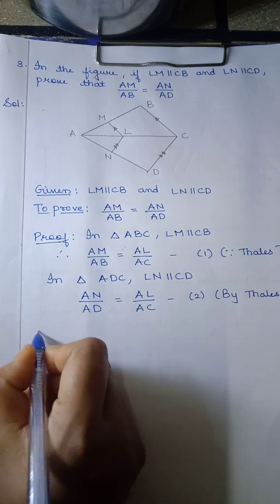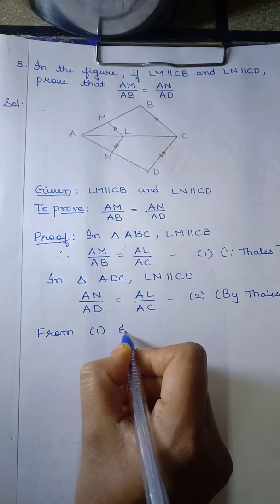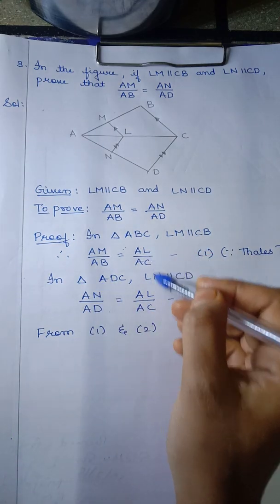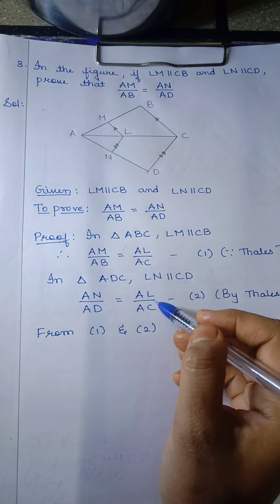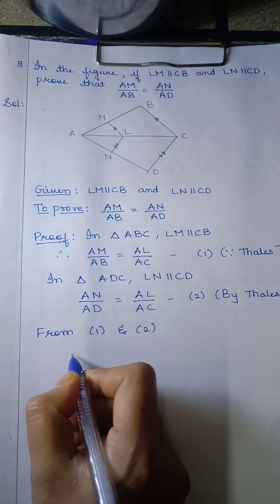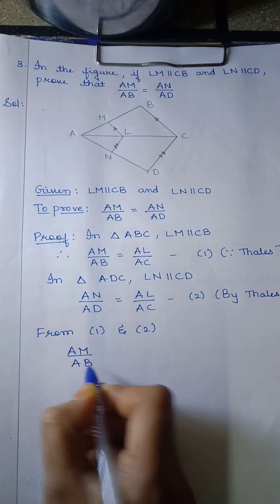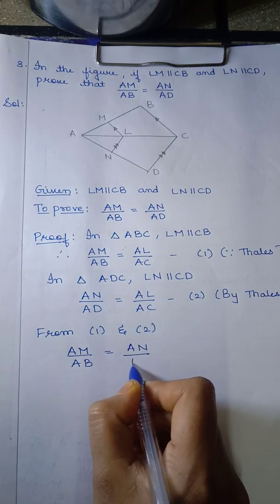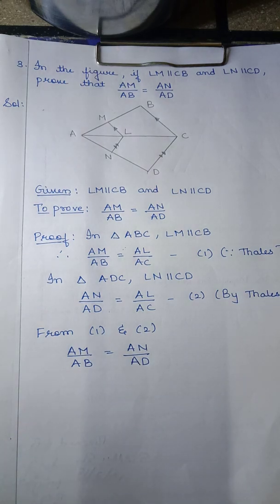Now from equation 1 and 2, you can see AL by AC, AL by AC. The RHS are equal. When RHS are equal, the LHS will also be equal by axiom 1. So from 1 and 2, you will get AM upon AB is equals to AN upon AD. So this is the proof, children.